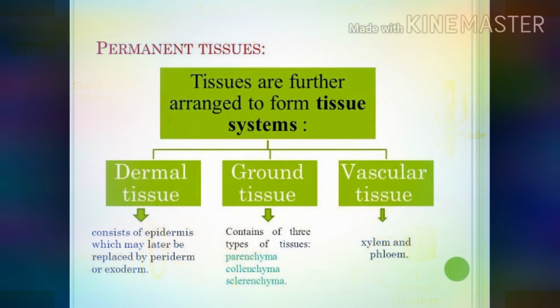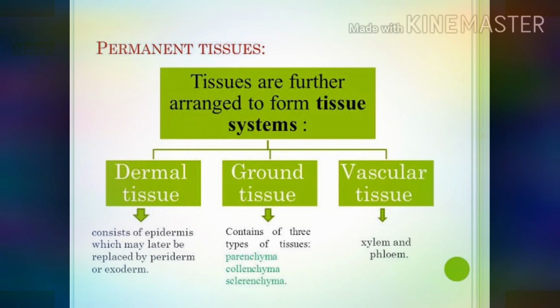The next one is called permanent tissues. It is otherwise called complex tissues. The tissues which lost the capacity of division or ability to multiply are called permanent tissues. When the meristematic tissues are differentiated to form permanent tissues through a change in structure to perform a different function according to their location in a plant, this is called permanent tissues.